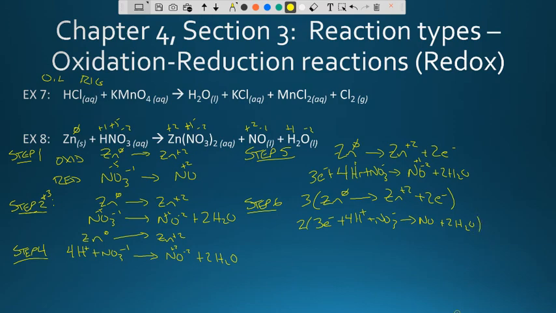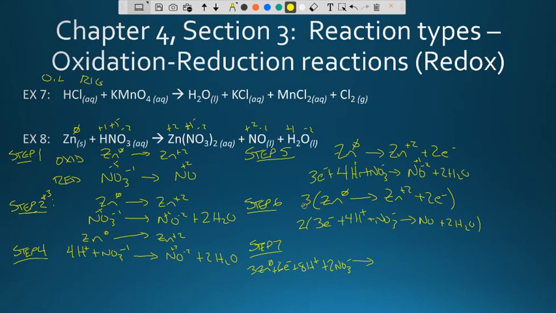Now let's take a look at step 7, which means that I'm going to add up the equations. Now here's the part where all of this due diligence was going to help out. Let's take a look at the top. I have 3 zincs. Let's put my arrow over here. So that's taken care of. I have 6 electrons. I have 8 hydrogens. I have 2 nitrates. That's everything that's on the reactant side.